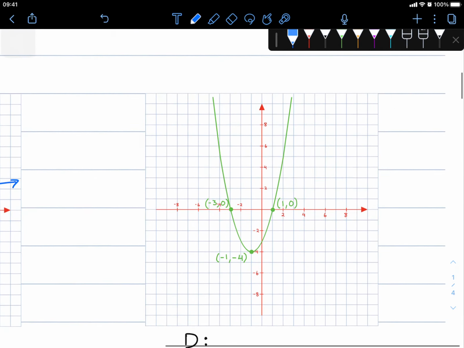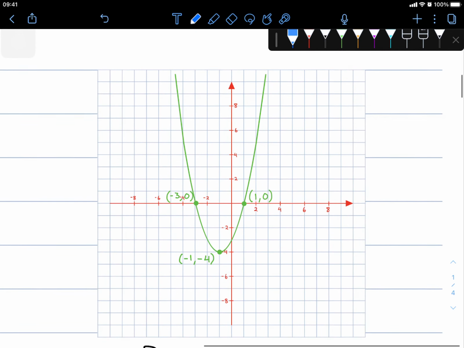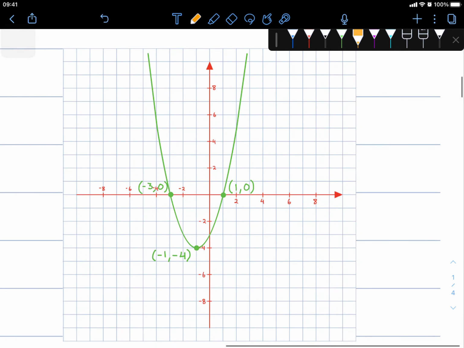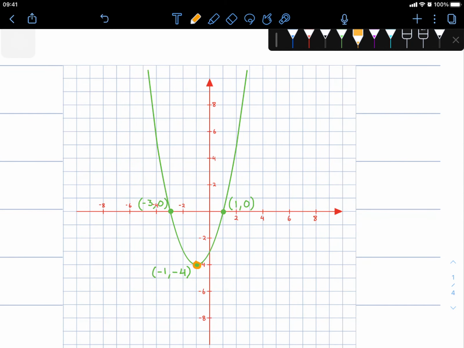Let's do now the same for this one here. You can pause the video and give this a go yourself. This is the always decreasing section. Like we said, it's always decreasing from -1 and to its left. That there.